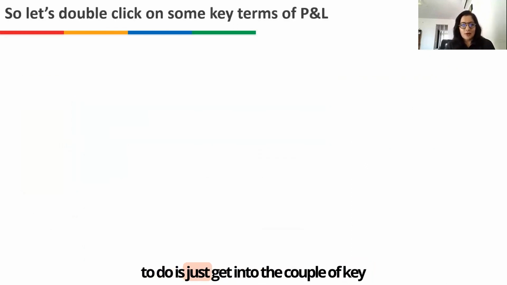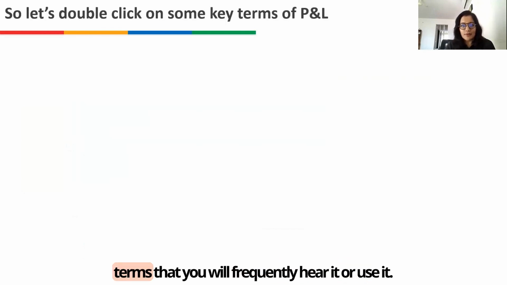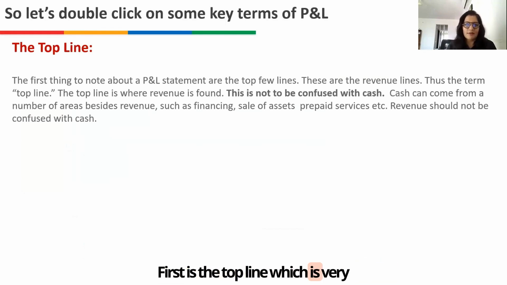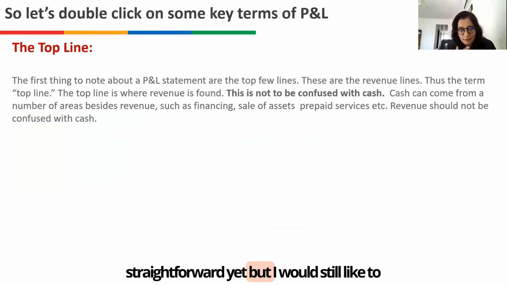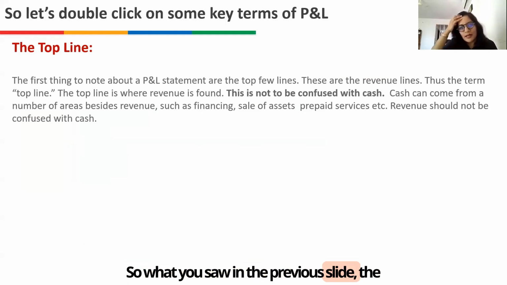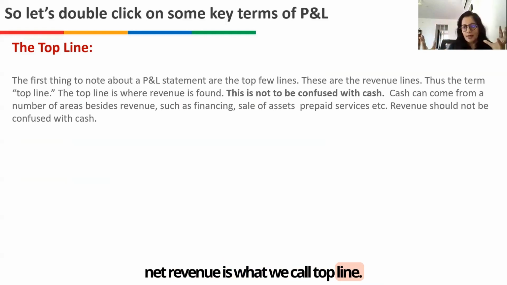Now, once we have understood the basic flow of the P&L, what I'll also try to do is get into a couple of key terms that you will frequently hear or use. First is the top line, which is very, very straightforward, yet I would still like to call it out. It's really about the revenue line. What you saw in the previous slide, the net revenue, is what we call the top line.